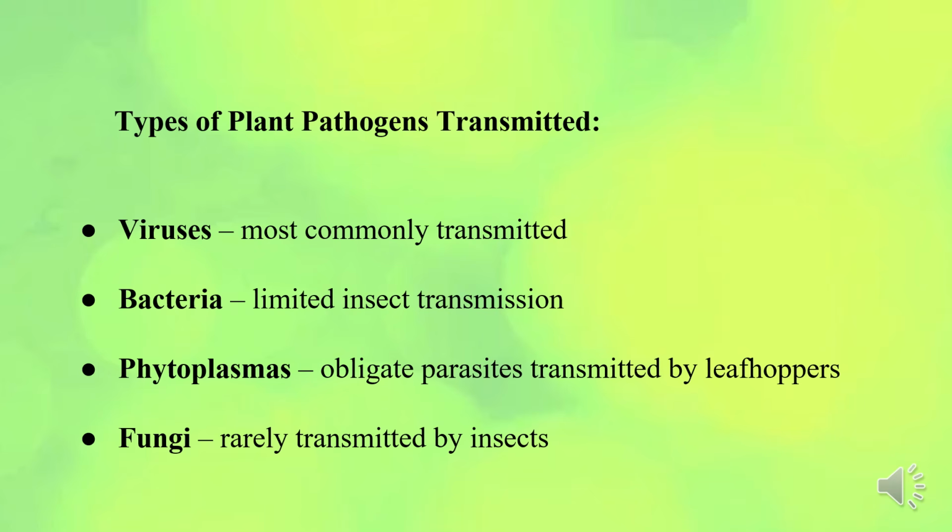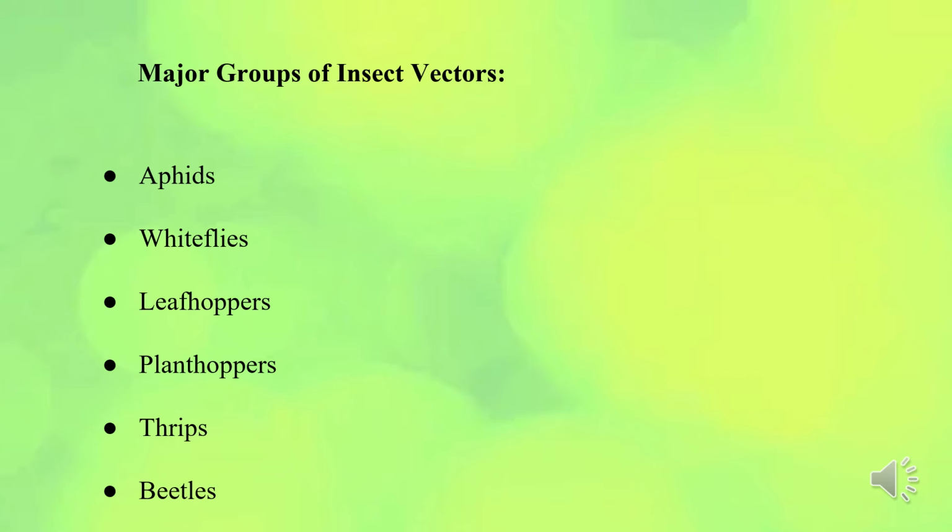Types of plant pathogens transmitted are viruses, which are the most commonly transmitted pathogens, bacteria, phytoplasmas, and fungi. The major groups of insect vectors are aphids, whiteflies, leafhoppers, planthoppers, thrips, and beetles.